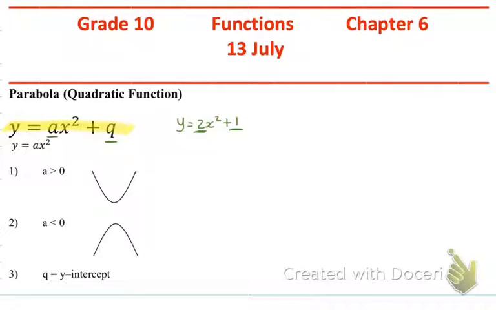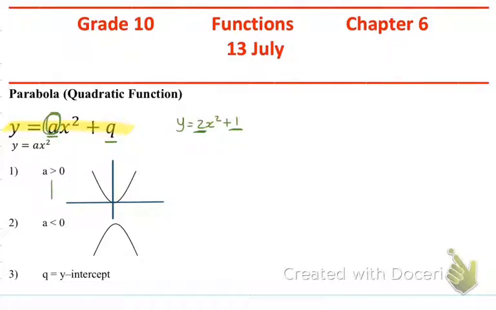These graphs look like smiles or sad mouths. Okay, so goodness, what's going on here? So this would be my y-axis and my x-axis, and that would be what the graph looks like. It looks like a curve like that. Okay. So this a value tells me if it's smiley or sad.